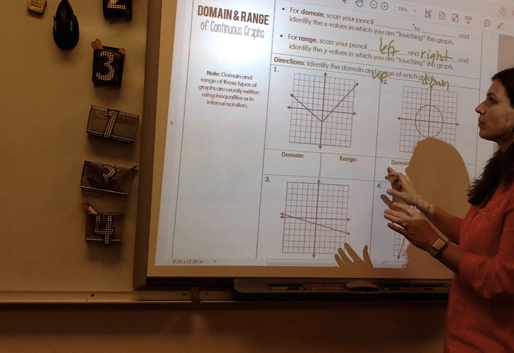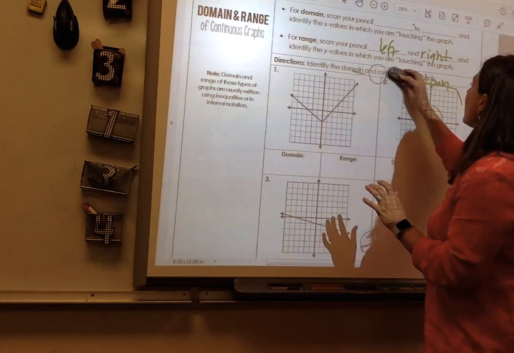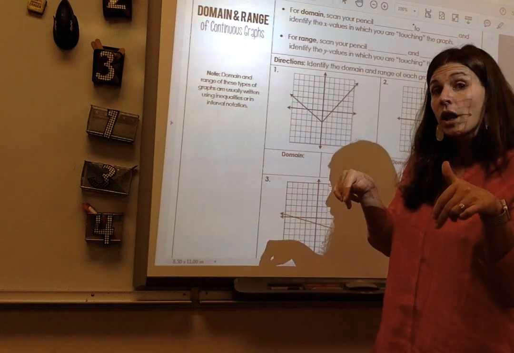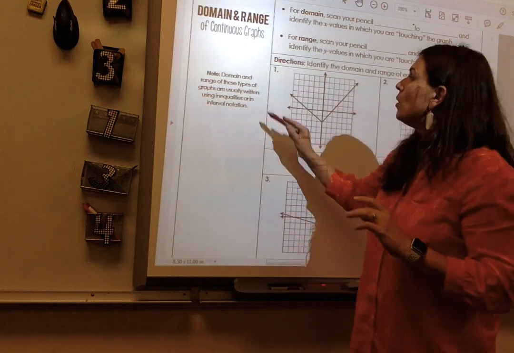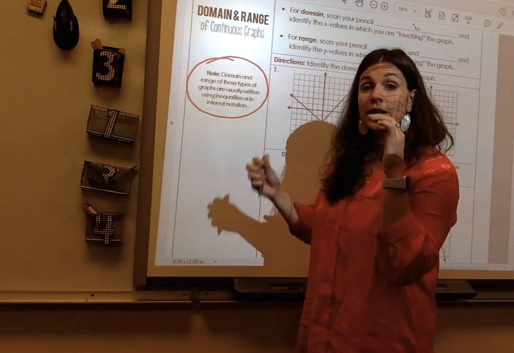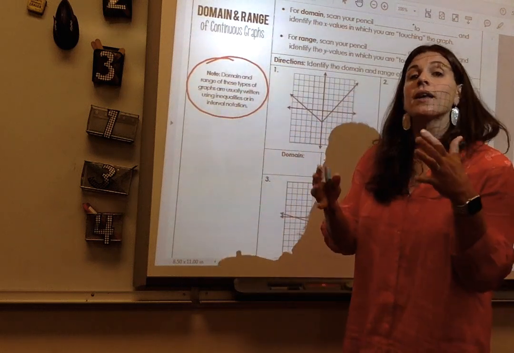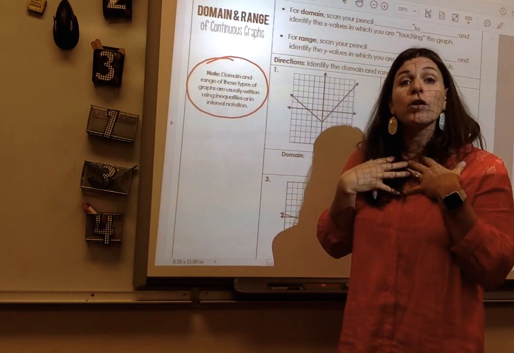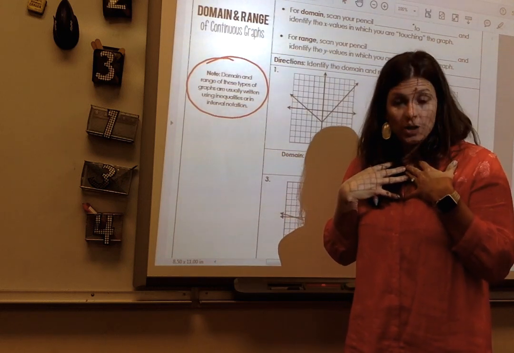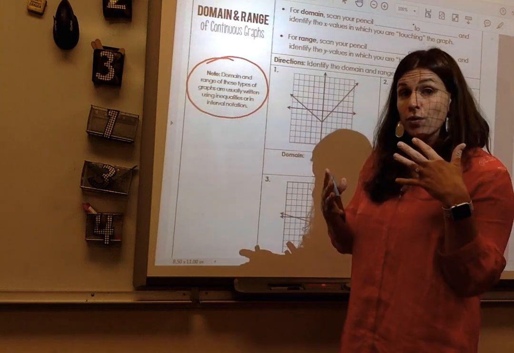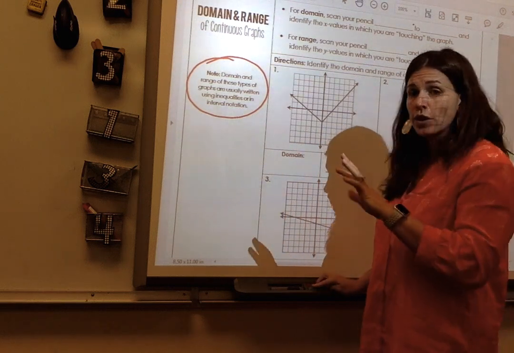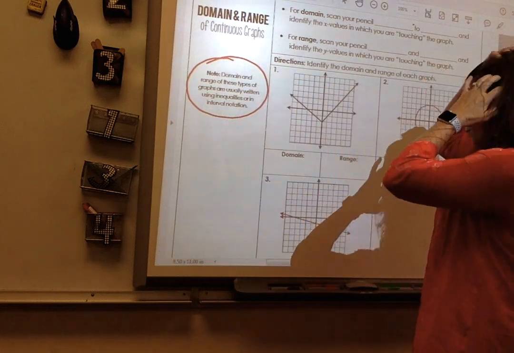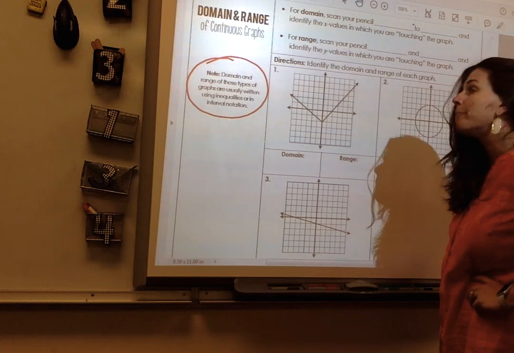Okay, so now, last unit, remember we did interval notation and we did inequality notation? Domain and range of these continuous graphs can be written in interval notation and inequality notation. We are going to do them in inequality notation. In Algebra 2, you're going to do them both. So I just want you to know there's two ways to do it, but specific to us, we're going to be doing inequality notation. All right, so let's look at number 1.